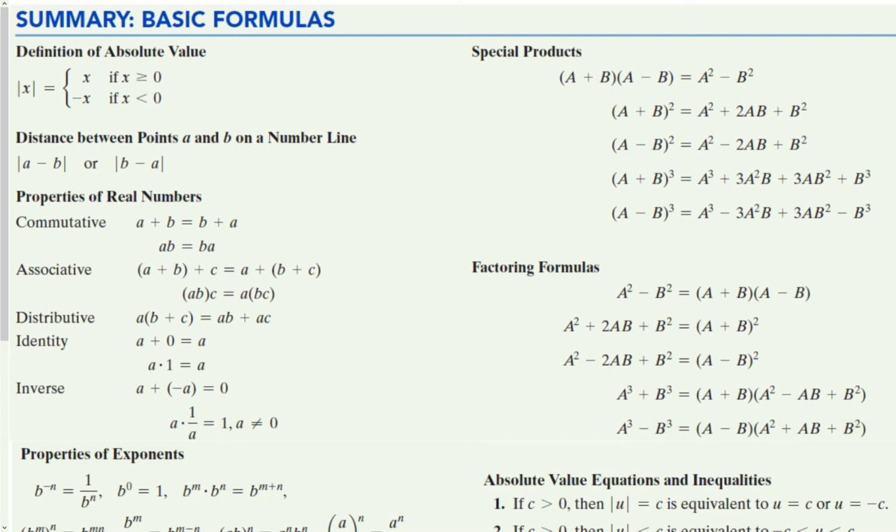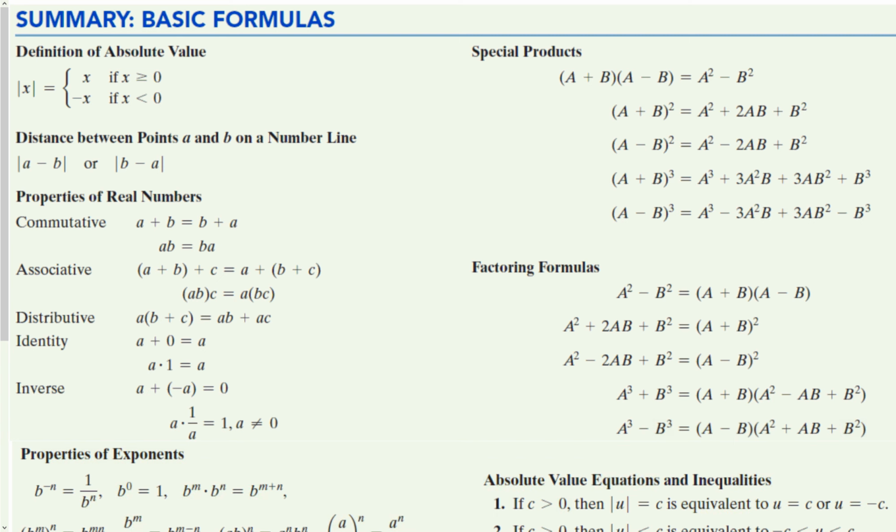But before we get to that, I want to go over some of the things that you should know how to do from this chapter. It's pretty much put together here in this summary of the basic formulas that you should know. Let's start at the top.